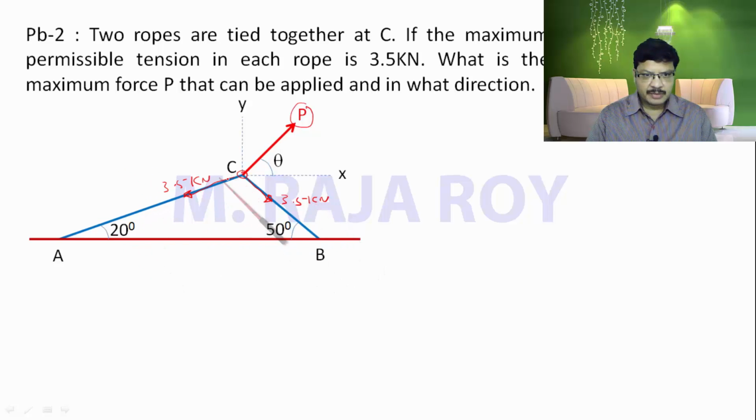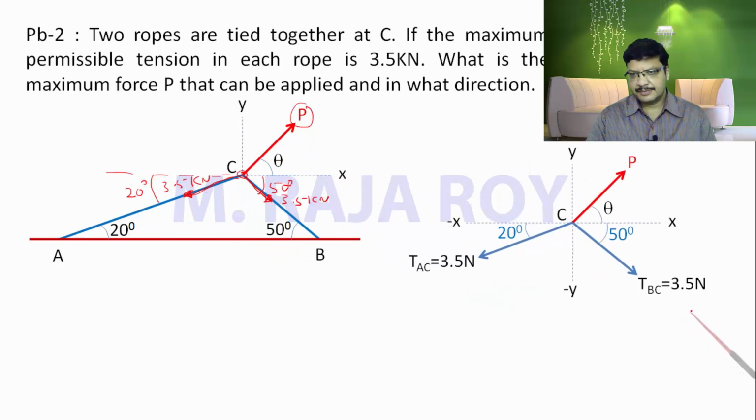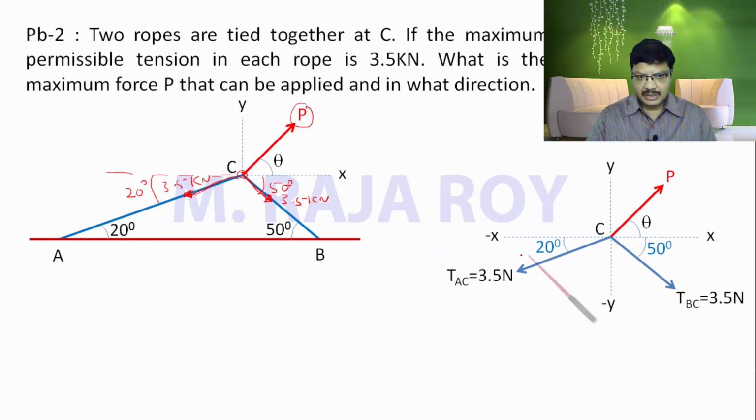According to this geometry, if you extend this line like this, if this angle is 20 degrees then this angle will become 20. If this angle is 50 then automatically this angle will become 50. At point C, some tension will act in this direction, and this is the unknown force P at some theta angle. Now I will draw them separately here. The tension along AC I will call TAC, that is 3.5, and TBC is along BC, 3.5. This angle is 50 degrees, this angle is 20 degrees. Already we have obtained those angles here. The unknown angle is theta.